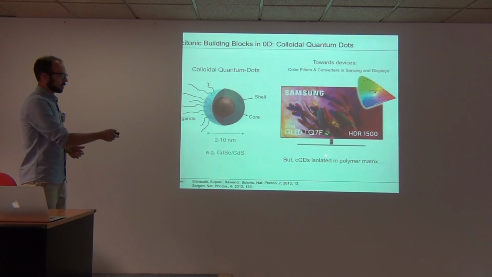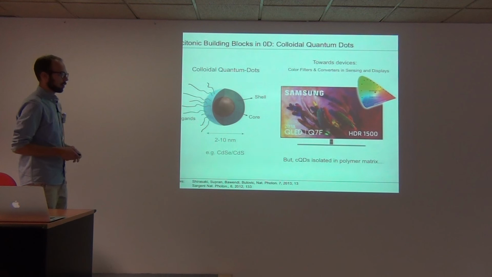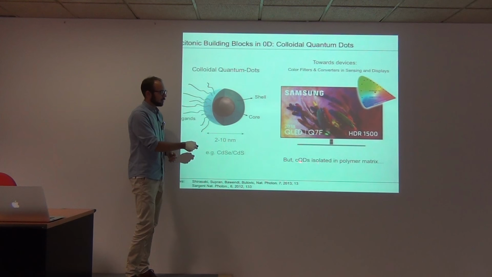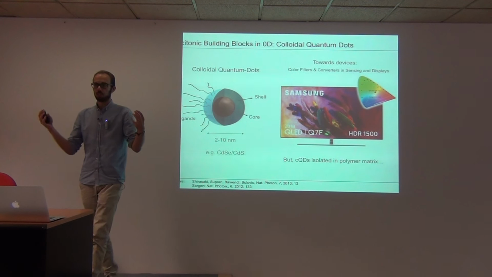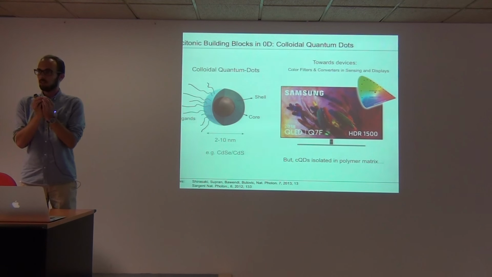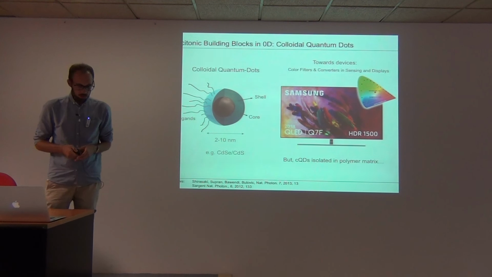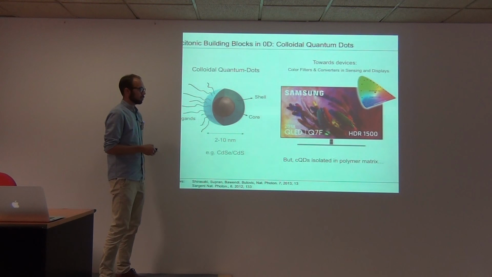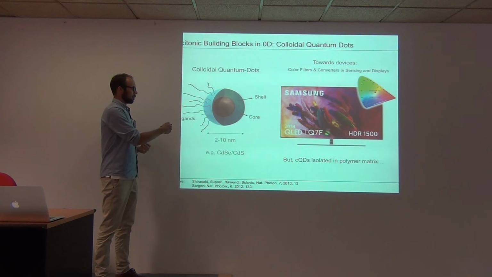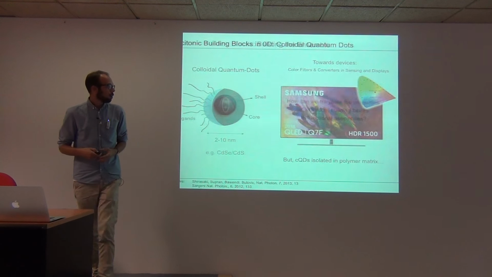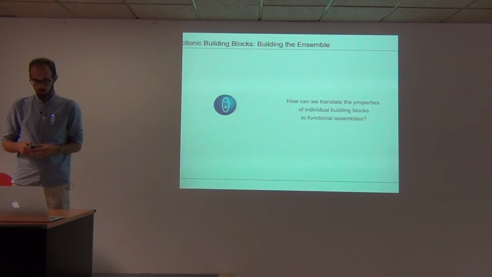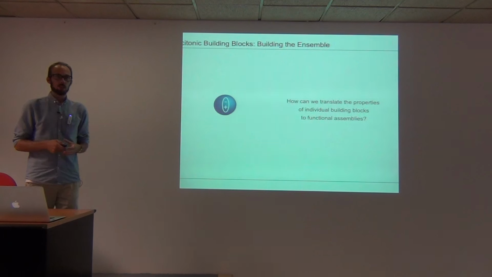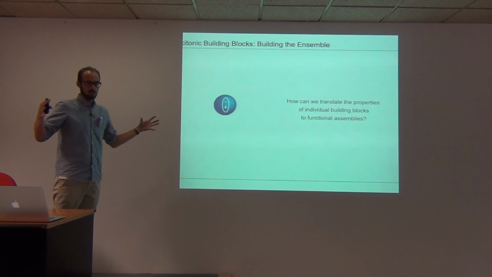But it's important to realize that all these systems that are now on the market, not just from Samsung, but also Philips and Sony, are quantum dots embedded in polymer matrices. So we should still treat them as individual quantum dots. And one of the questions that I got interested in a couple of years ago is, if you want to really process these into electronic devices, how do you translate the properties of these very high quality nanoparticles, these building blocks, into densely packed functional assemblies?